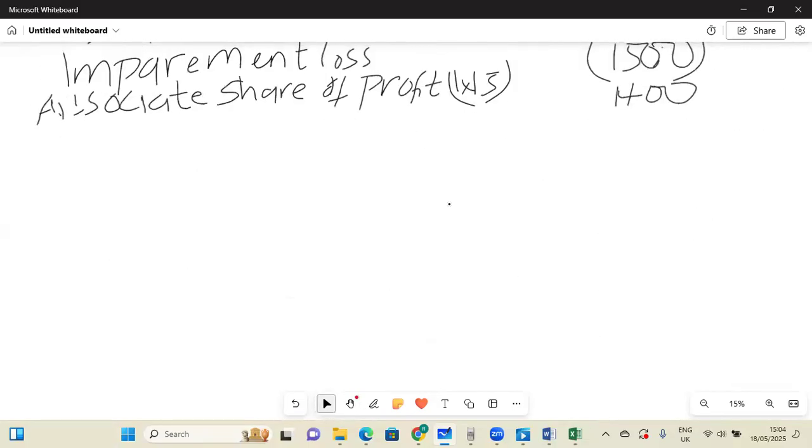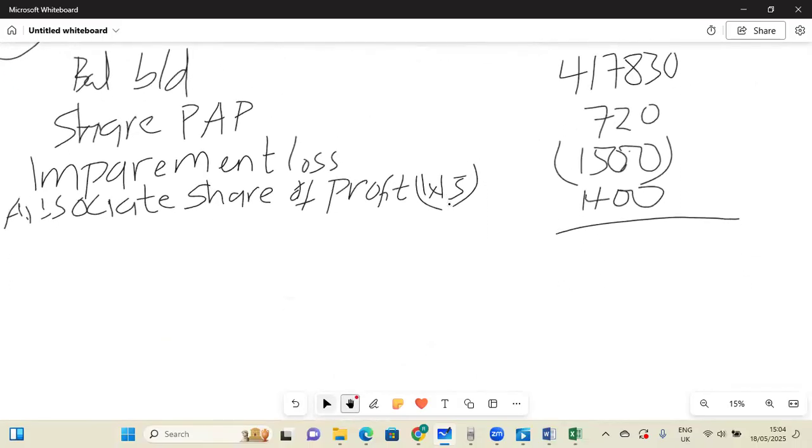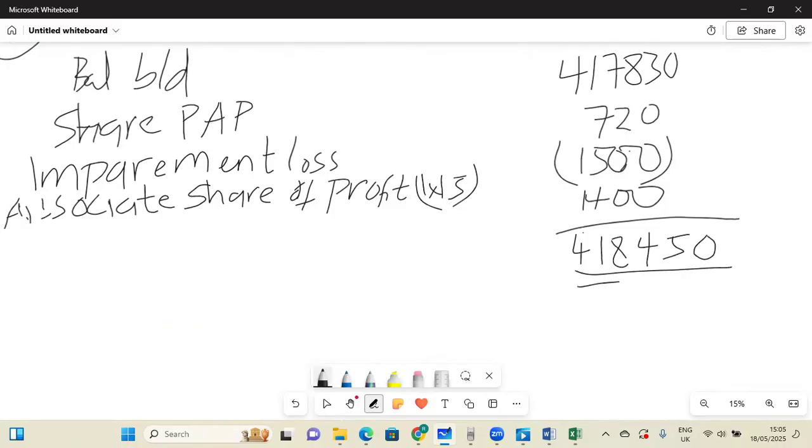So now we add all of them, and then we get 418,450. Right. So we add the balance brought down, the share of PAP, and then we less the impairment loss, and then we add the share of the associate profit. With this, we are done with the workings.